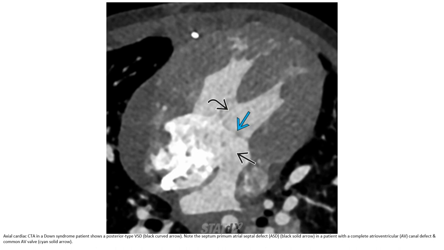Cardiac CTA in a Down syndrome patient, so posterior type VSD. Note the septum primum atrial septal defect in a patient with a complete atrioventricular canal defect and common AV valve.